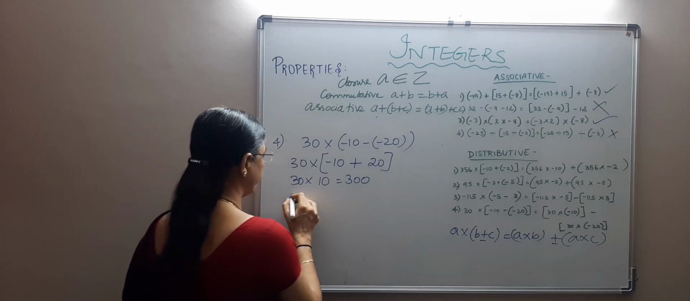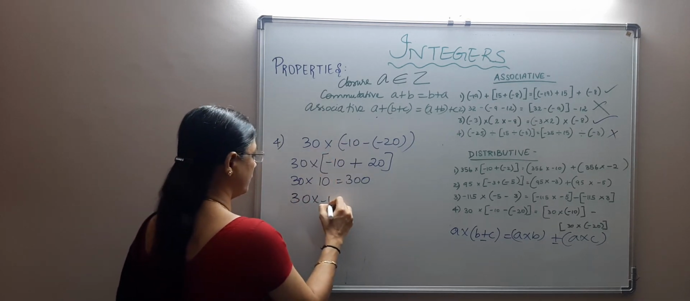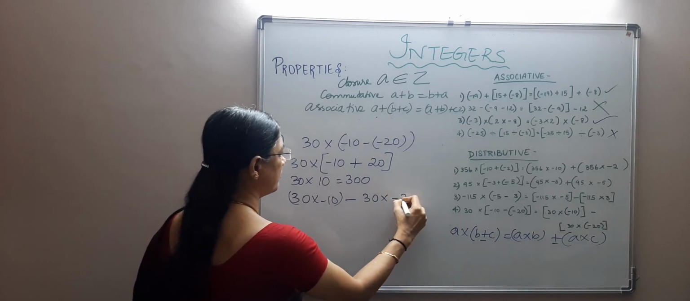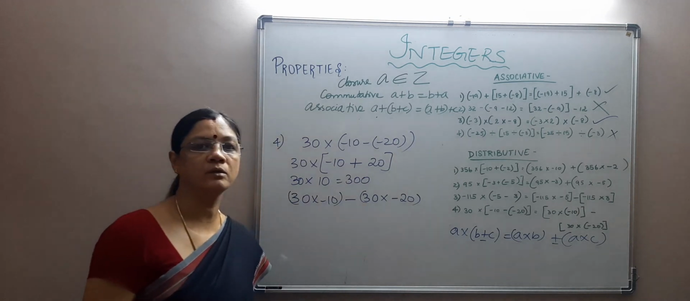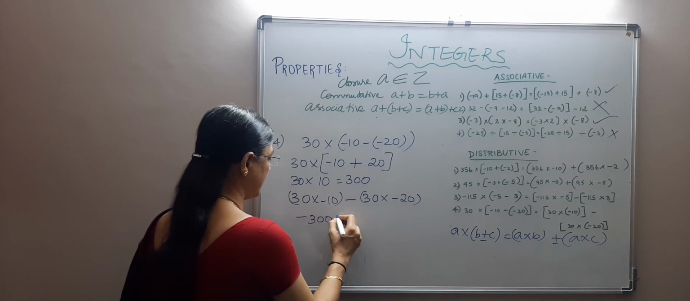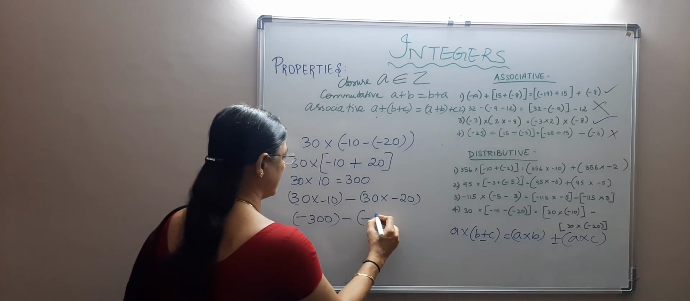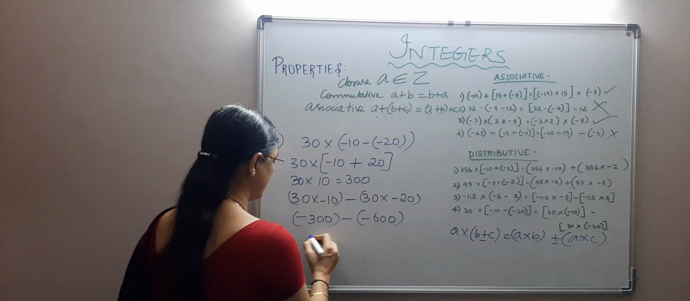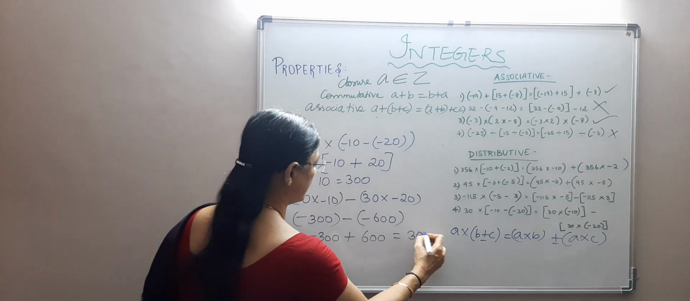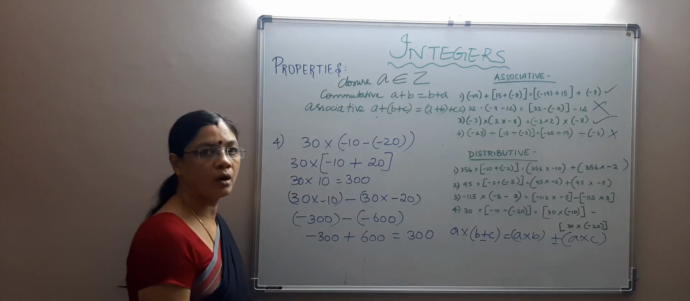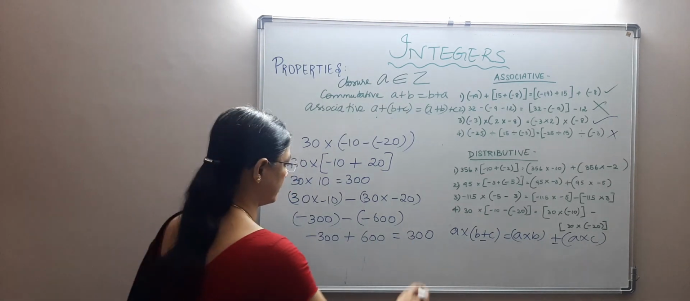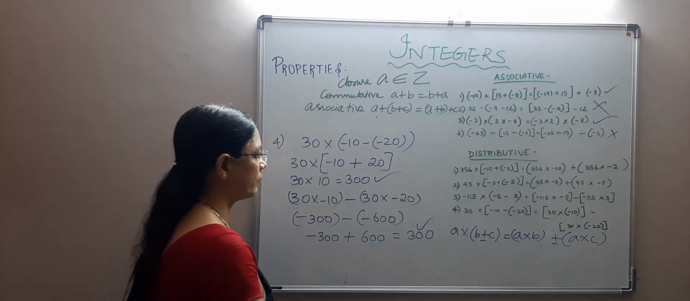Now what is RHS? See, 30 into minus 10 minus 30 into minus 20, because you have minus 20 here, so you put minus 20. Now 30 into minus 10 is minus 300 minus 600. So minus 300 plus 600, which is nothing but 300, because these two are of different signs. We just subtract and put the greater number sign, so 300. So see, 300 is equal to 300. We have got the same answer.